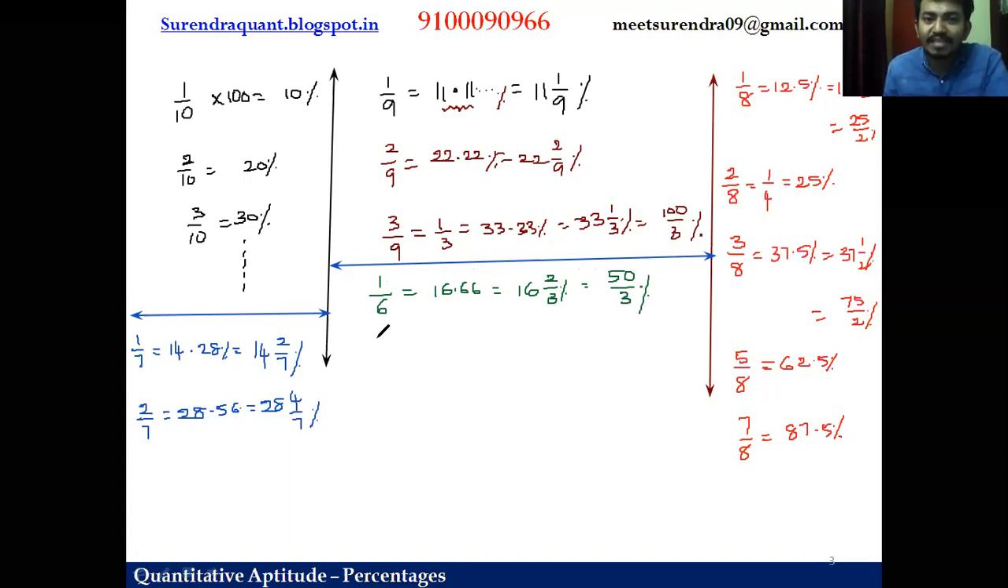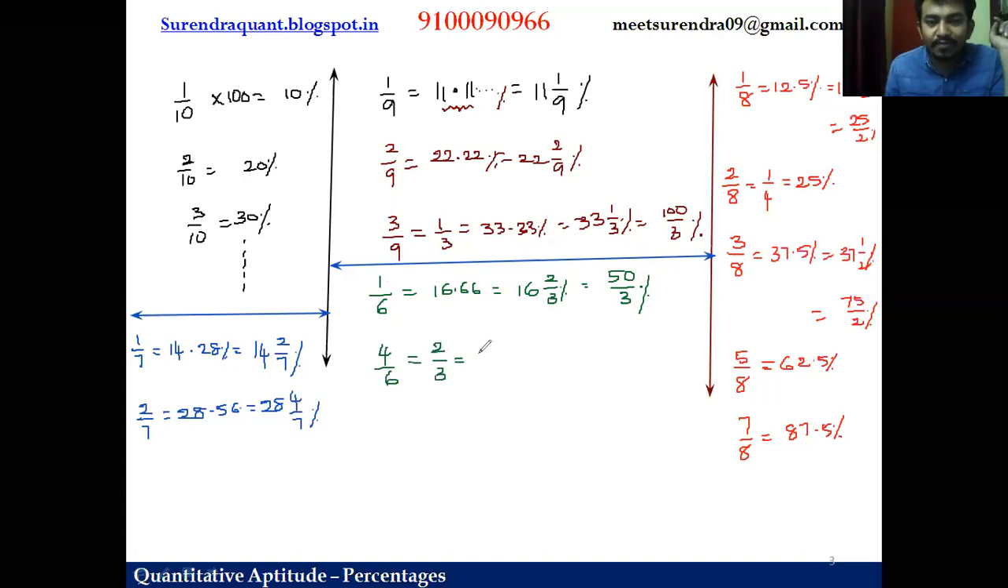If you take 2 by 6, 1/3 will come. I think 1/3 is already done. If you take 2 times, 2 by 6 is done. 3 by 6 is half, done. 4 by 6 is done. 4 by 6, how do you write, guys? 4 by 6 is 2 by 3.